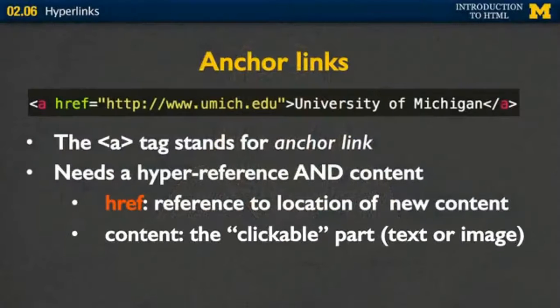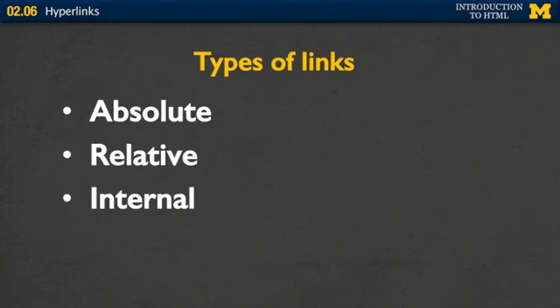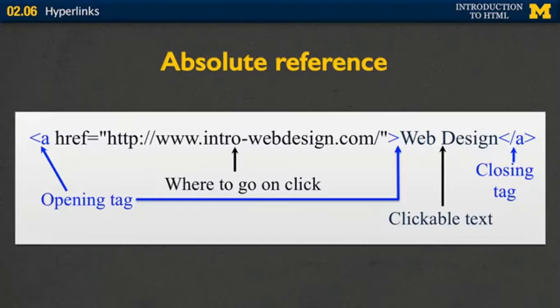We also need to have content. The content is what we call the clickable part. In this case, it's text. I would actually click on an underlined text that says University of Michigan. But in some cases, it might be an image instead. So what types of links can we have? Some of the most common are called absolute links. We also have relative links, internal links, and graphical links. And I'm going to show you an example of each one of those.